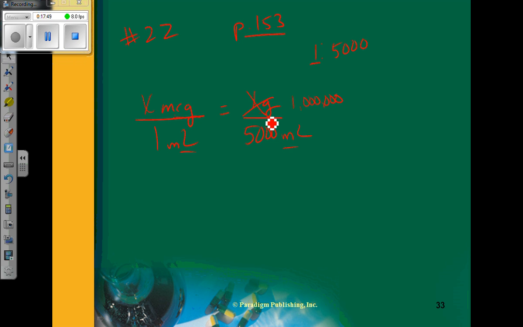Okay, so 1 million times 1 goes on the top. What you multiply the X by always goes on the bottom, so it's X times 5,000, which is 5,000. Again, you can simplify by taking out 3 zeros on each, because they both have 3 zeros. And then 1,000 times 1 divided by 5 would be 200 micrograms. Okay.